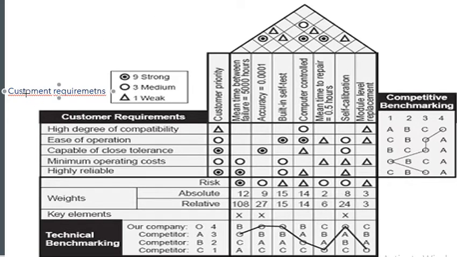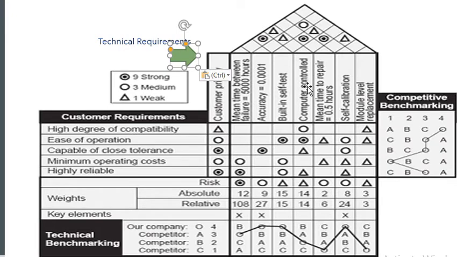First one is customer requirements. You can see that this is the customer requirements section. Next is the technical requirements section. You can see that in this design, this is the technical requirements section. Next one is the correlation area.